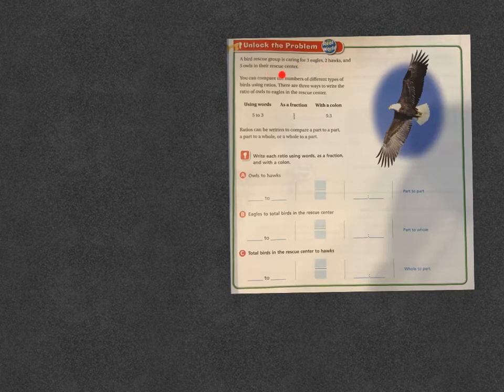So Unlock the Problem has us looking at a bird rescue group caring for 3 eagles, 2 hawks, and 5 owls in their rescue center. You can compare the numbers of different types of birds using ratios. There are 3 ways to write the ratios of owls to eagles in the rescue center. We had 3 eagles and 5 owls, so owls was 5 and eagles was 3. And here they have it for us. You could use words, 5 to 3. You could use a fraction, 5 to 3, or with the colon like we did, 5 to 3. Those are the 3 different ways. Surprise, you didn't even know that, did you?